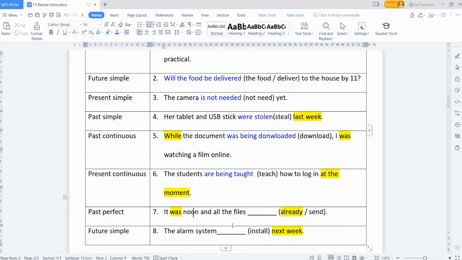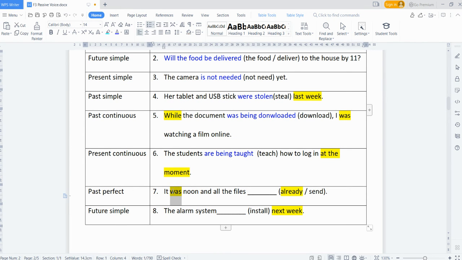Okay, next. It was known. Was ni menunjukkan past. Already ni menunjukkan perfect. It was known and all the files, past perfect, the answer should be had been. Had been apa? Had been, past participle for send is sent. Had been sent.